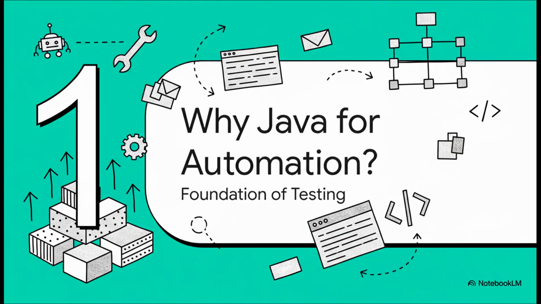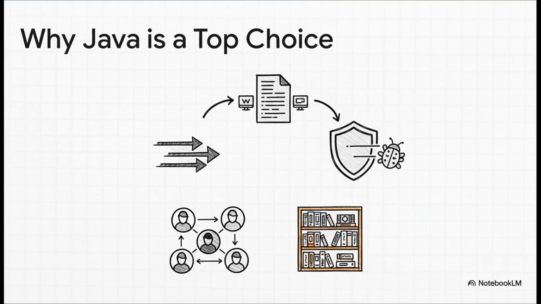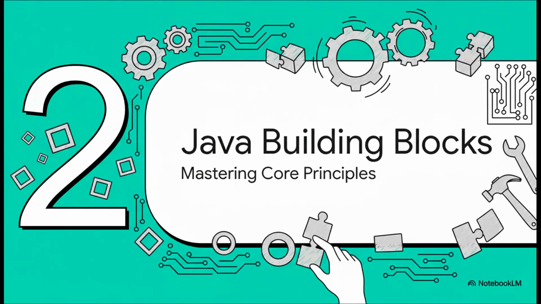Why is Java the go-to choice for so many of these high-level automation jobs? Look, it's not just because it's popular. Java gives you some real, concrete advantages. It's platform independent, so you write your tests once and they can run literally anywhere. It has strong typing, which is kind of like having a spell checker for your code, catching bugs before they become a massive headache. And the huge community and libraries mean you're focused on writing great tests, not reinventing the wheel.